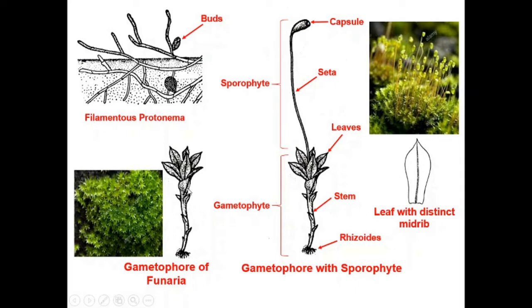Now let us describe the leafy gametophytic stage of Funaria. You can see that the gametophytic plant body is differentiated into root-like, stem-like and leaf-like parts. Although these are the root, stem and leaf-like parts, these are not the true roots, stem and leaves, because they differ from the true roots, stem and leaves in many respects.